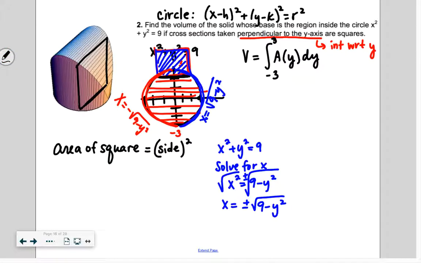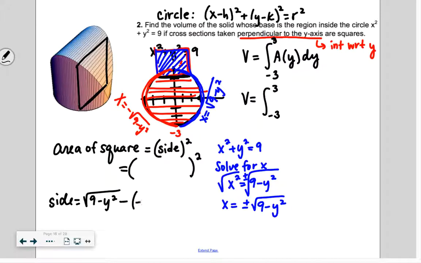So here we go. Our volume is from -3 to 3. We need to know that distance, that side. If the right side is the square root of 9 minus y squared and the left side is the negative of that, it's the right minus the left. So our side should be the square root of 9 minus y squared minus the negative square root of 9 minus y squared, which makes a total of 2 square root of 9 minus y squared, right? That's what we're going to put in there.